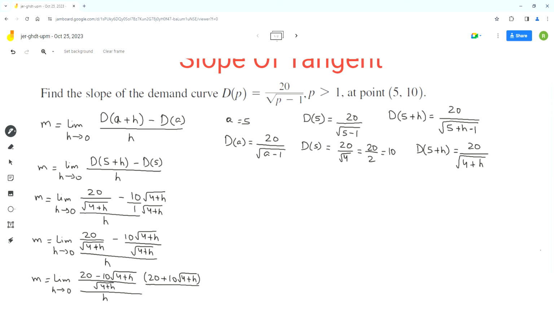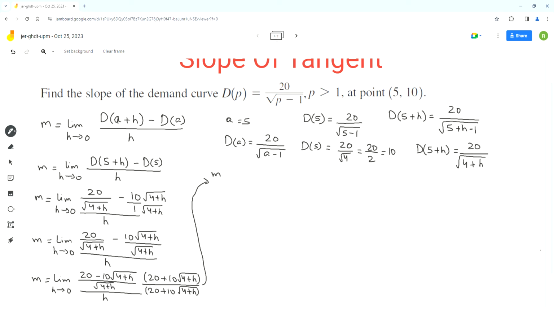And same thing in the denominator of the numerator fraction. So 20 plus 10 square root of 4 plus h. And this h stays on its own in the denominator. So now we can move here.